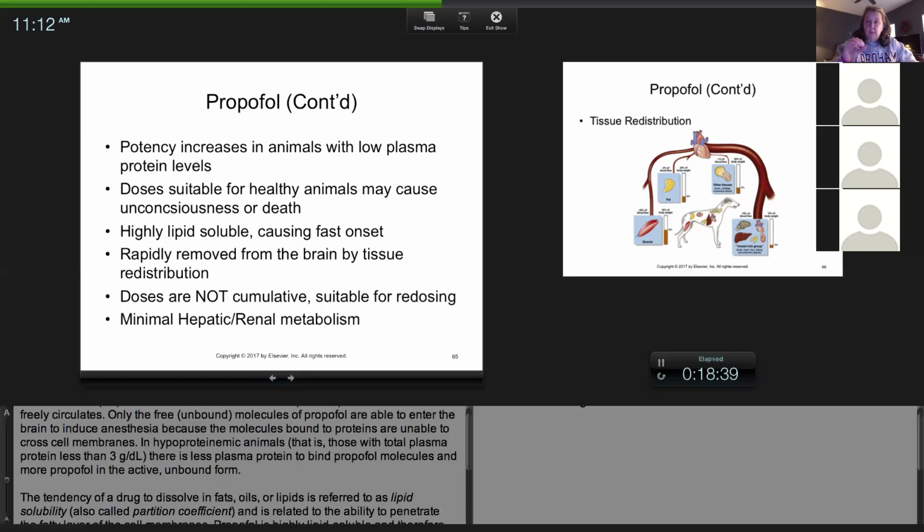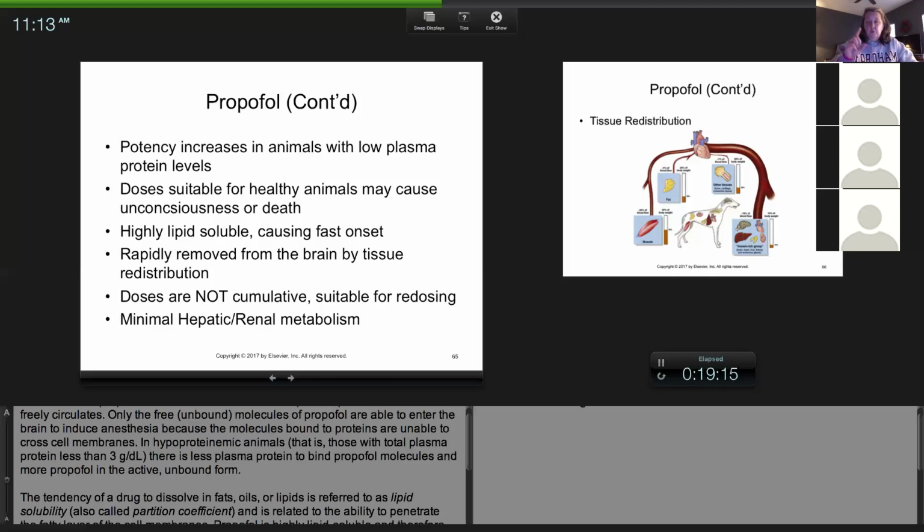So if you have an animal that has low protein, what should I do to the dose of my propofol if I want to use it in an animal that doesn't have adequate protein levels? Wouldn't you give less? Yes, you want to give less or lower your dose because in theory you have more drug available and it will increase the potency. So again, you can use propofol in a hypoproteinemic animal. I just use a lower dose because you can always give more.